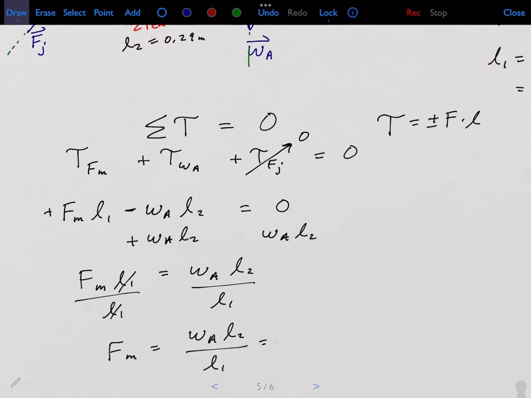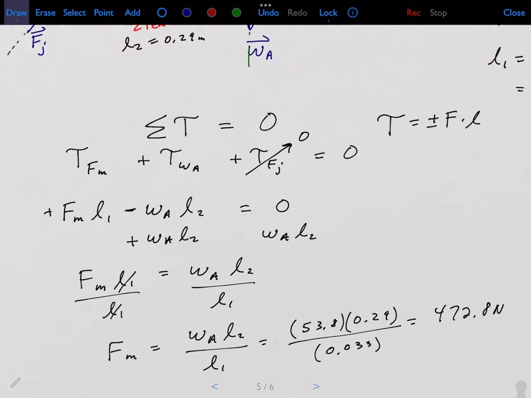And then I can plug in, right? So I know the weight of the arm was 53.8, L2 was 0.29, and then L1 was 0.033. And that's going to give 472.8 newtons. Okay, so that's the muscle force, right? That's the deltoid muscle force in order to hold the arm in that position, abducted at 90 degrees.